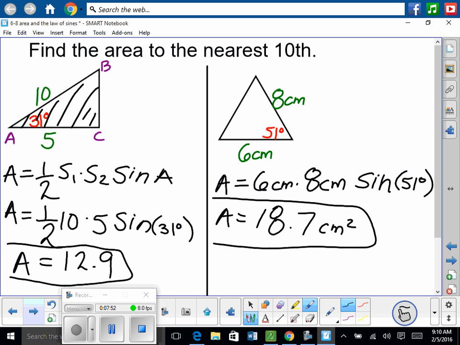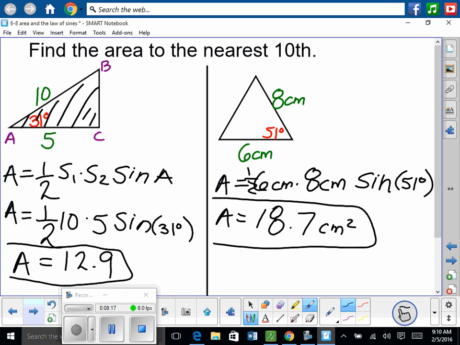Add a 1/2. Thank you. Sorry, I was just using this and yeah. So don't forget the 1/2. Sorry about that. So if you typed that in without the 1/2, you wouldn't have got 18.7. So did that help everybody? Sorry. 1/2 times 6 times 8 times sine of 51. Thank you for fixing that. Did everybody get 18.7 when you typed that in? Okay.